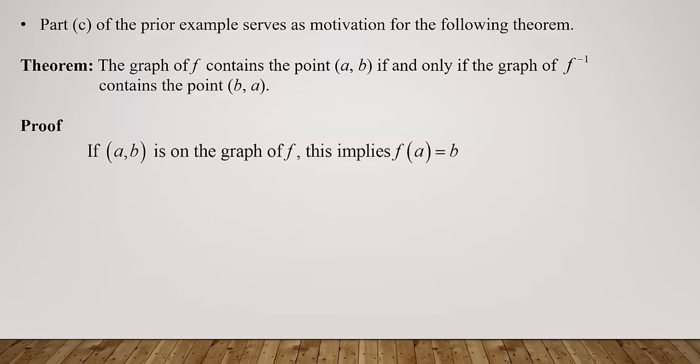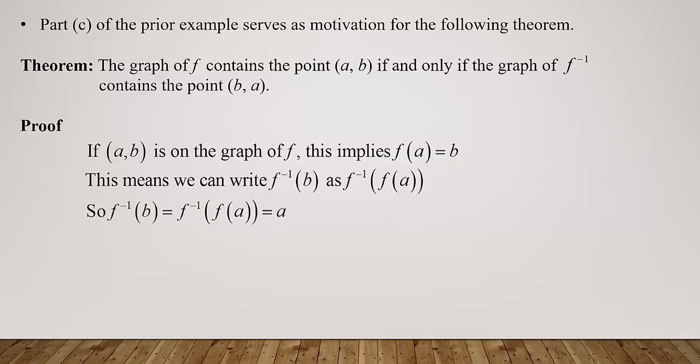First off, if the point AB is on the graph of f, that means when we evaluate the function at A, we get B. So AB on the graph of f means f of A is equal to B. Nothing new or earth-shattering there. This means we can write f inverse of B. Okay, we can replace that B with f of A. So we can write f inverse of B as f inverse of f of A. Nothing earth-shattering there, just a simple substitution. F of A is B, so we substitute f of A in for B.